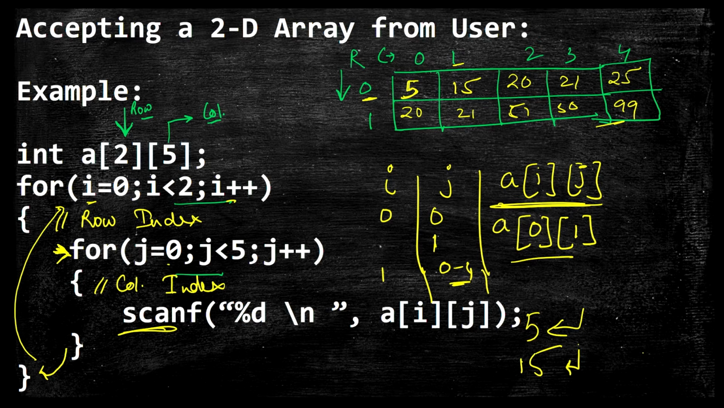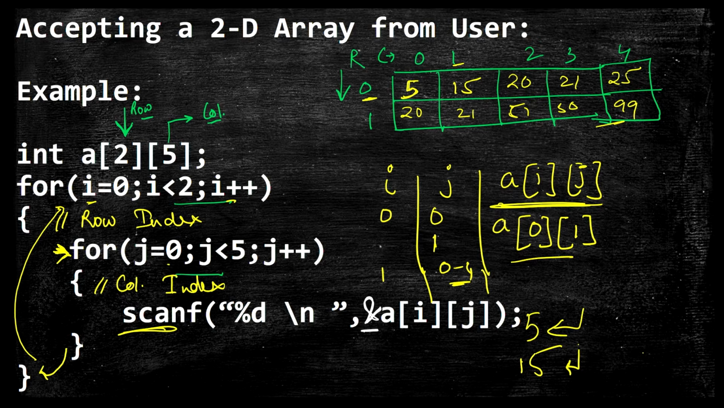Now I missed out a thing here, that here there will be an ampersand, right? Let's make a change over here. I made a mistake while entering the slides. I noticed it just now that here there will be an ampersand. Make this correction in your notes, right? So this was about accepting a 2D array from the user.